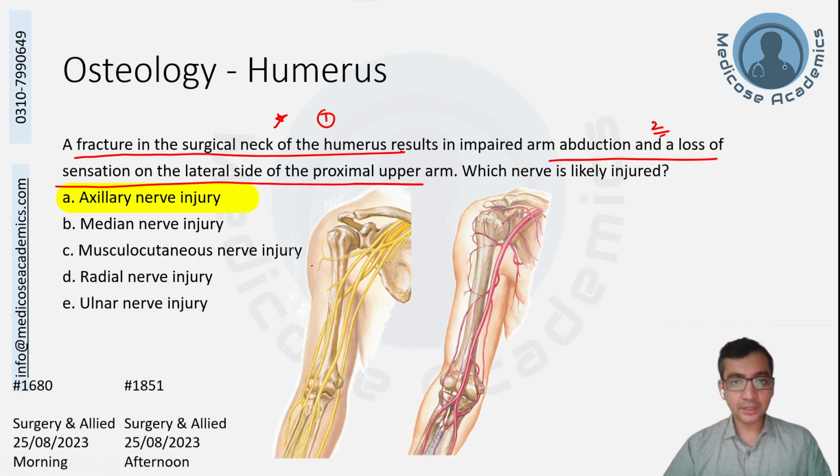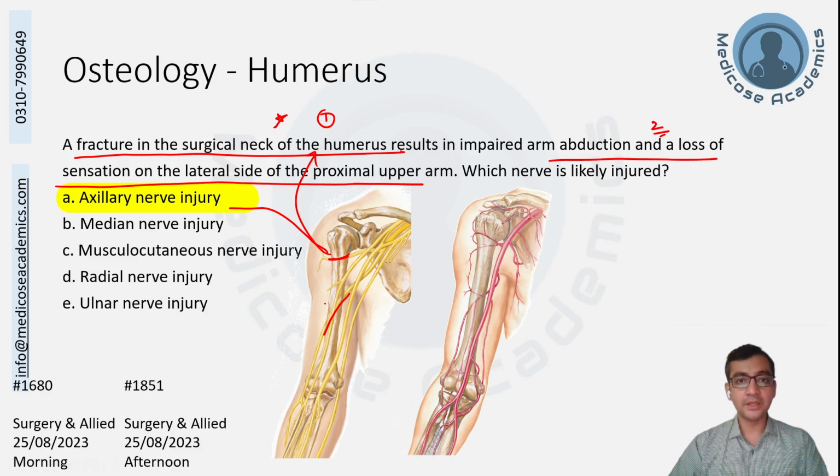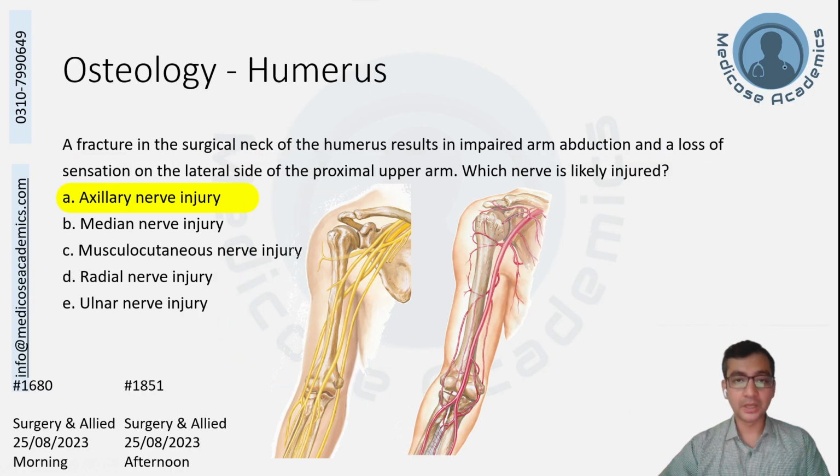As you can see, the nerve that goes around the surgical neck of the humerus, this is the axillary nerve. While on this topic, the nerve that is going behind the shaft of the humerus and is fractured in the fracture of shaft, that is the radial nerve, and the nerve that is just behind the medial epicondyle and it's injured in that injury, that is the ulnar nerve.